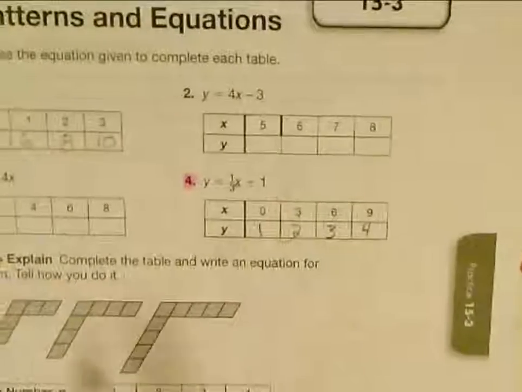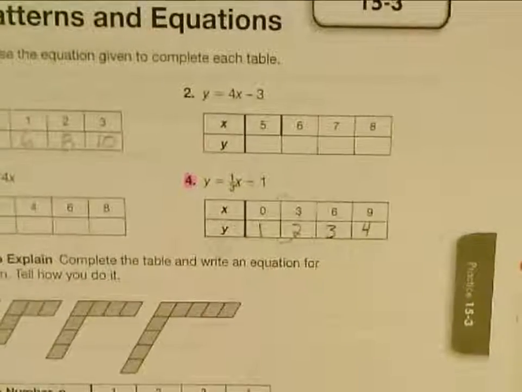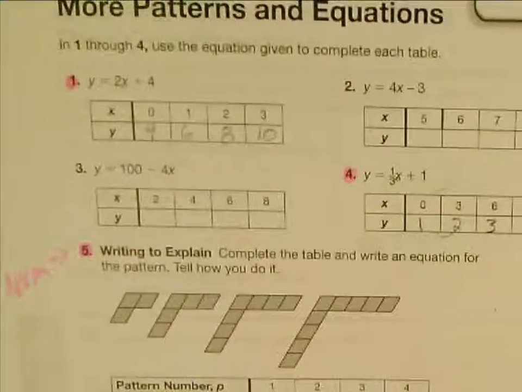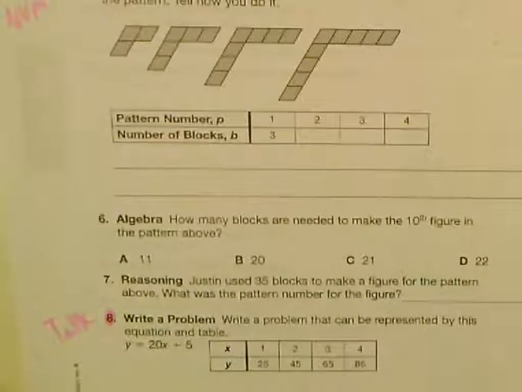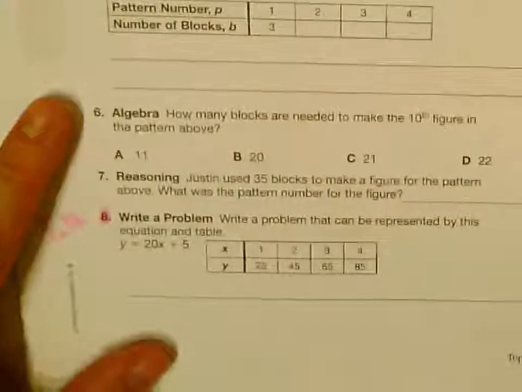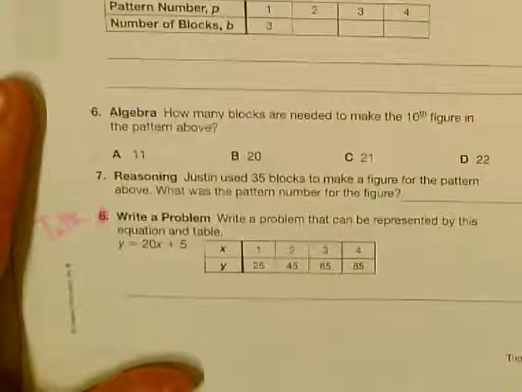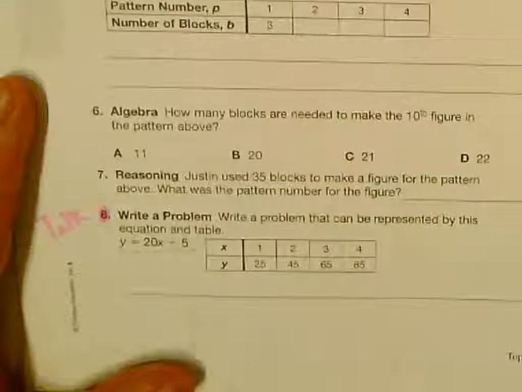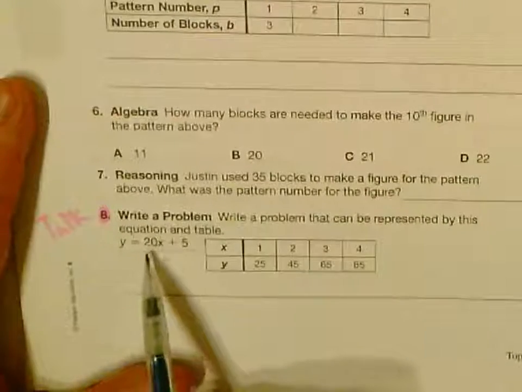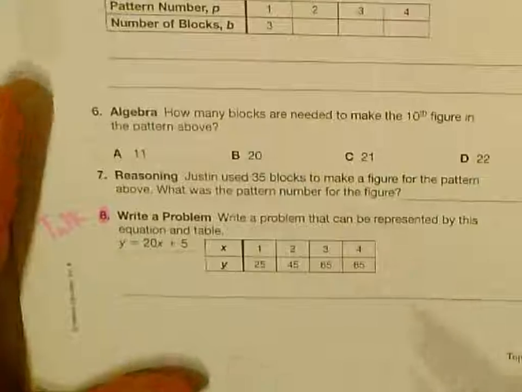Alright, this one, I was going to help you, but now I'm not. Scrolling down to the very, very bottom question. It says, write a problem that can be represented by this equation, that one right there. So something equals 20 times an input plus 5.